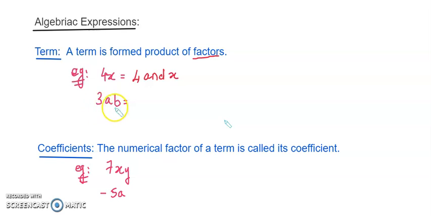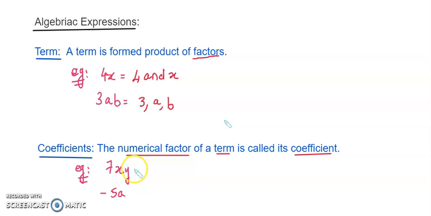Okay. Similarly, 3ab. The term 3ab is formed by multiplying 3, a and b. Thus, this term is formed by the factors 3, a and b. The product of these three factors gives us the term 3ab. Then, in a term, there is always a number which is the numerical factor of the term, and that numerical factor of the term is called the coefficient. The numerical factor of a term is called the coefficient.